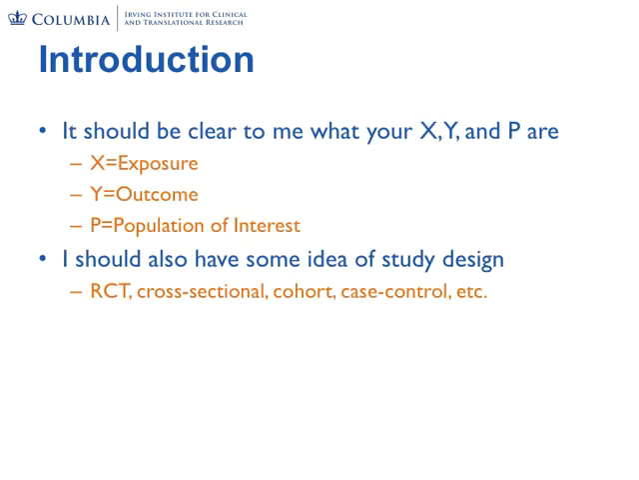So to get a little bit more technical, when I'm reading your introduction, it should be clear to me what X, Y, and P are. This is going to be the extent of my algebra here. X is my exposure variable, Y is my outcome, and P is my population of interest. These are the three key pieces of information that I need to know to move forward with the paper.